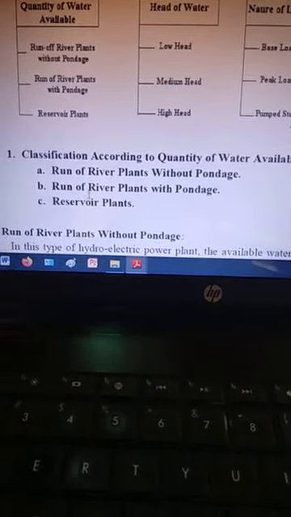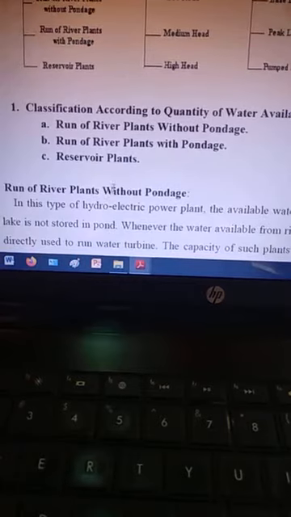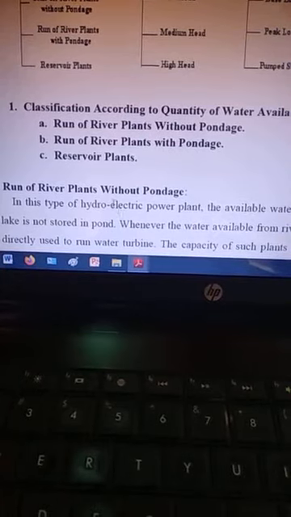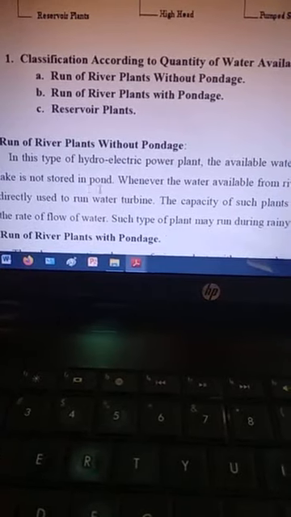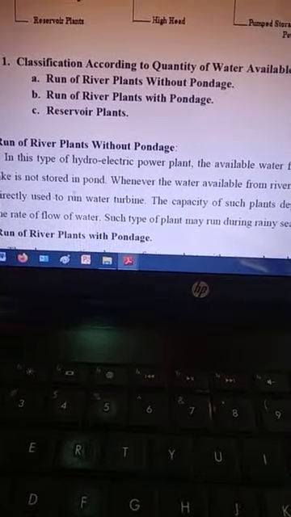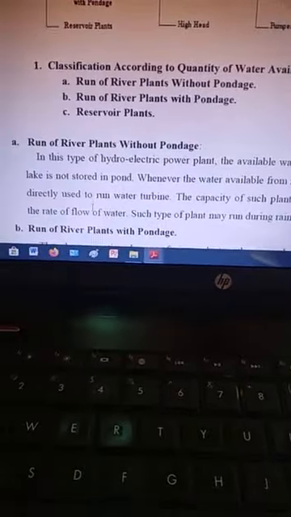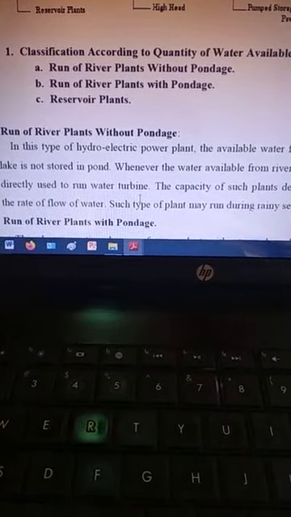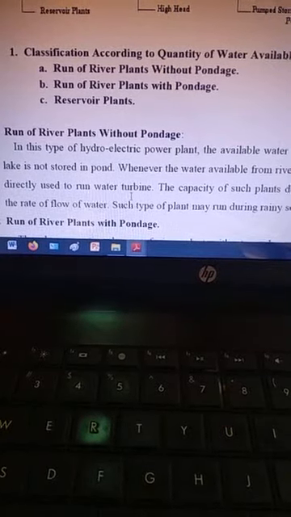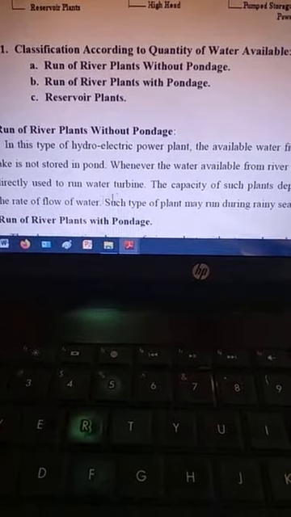So there are three types. First, it is run of river plants without pondage. So it means that the water is supplied directly from the river to the turbine. In this type of hydroelectric power plant, the water from the river or lake is not stored in a pond. Whatever water is available from the river or lake is directly used to run the water turbine. So that means water is directly supplied to the turbine, and there is no availability of pondage.